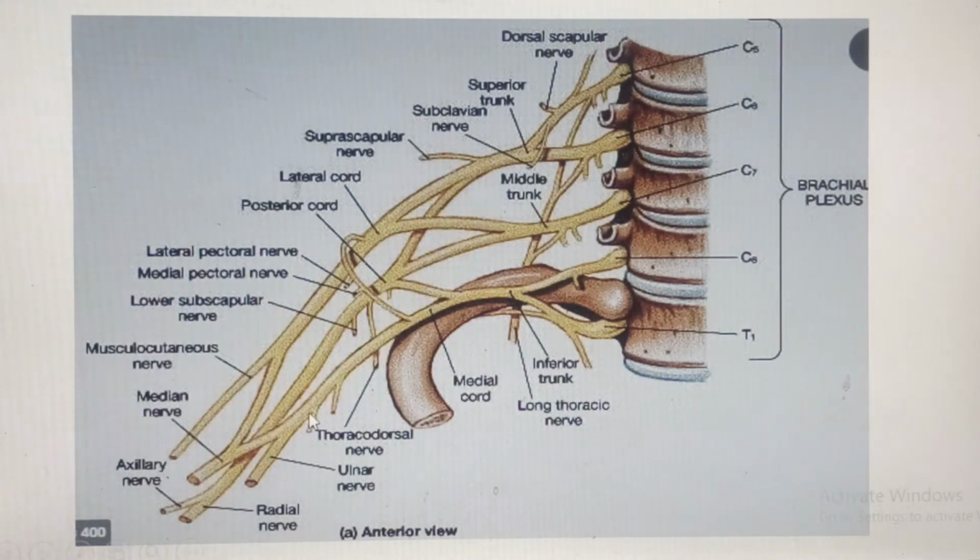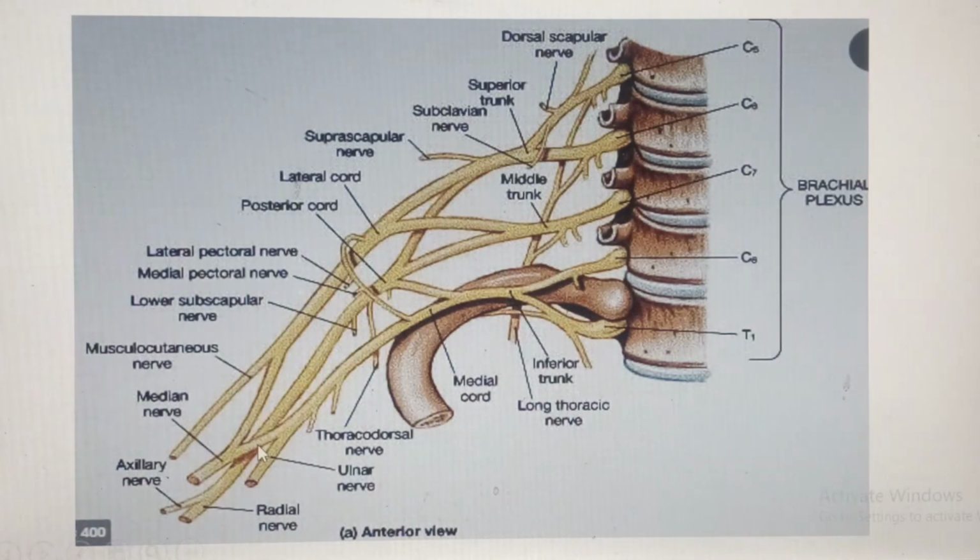Now the ulnar nerve will have root values C7, C8 and T1, because it gets a communication branch from C7. Okay, it gets some kind of communication branch from C7. So actually, if you really trace it, it's coming from C8 and T1, but it receives a communication branch from C7. Okay, that is the ulnar nerve.